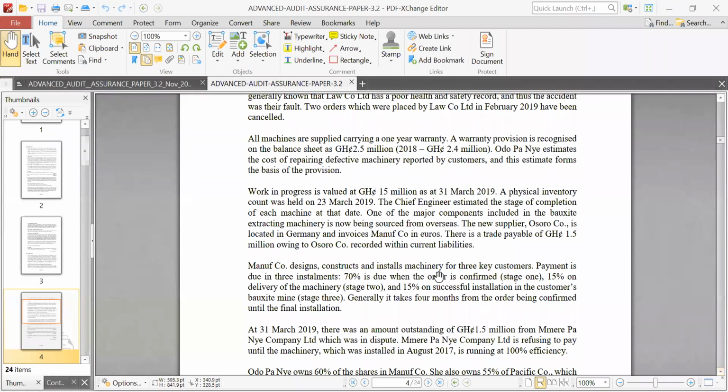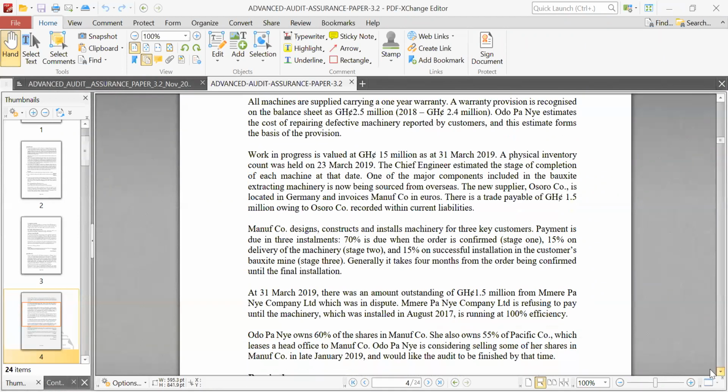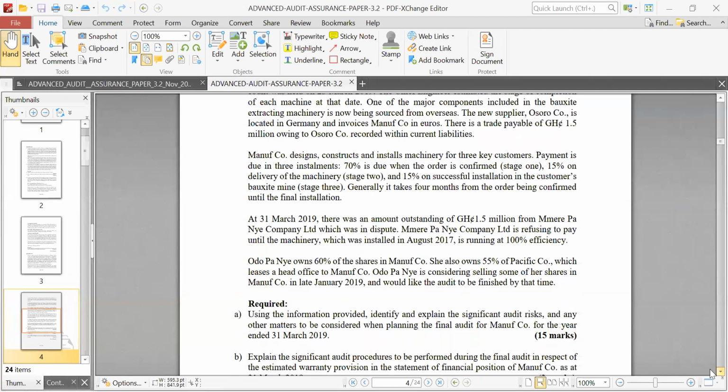Okay. So Manuf Company designs and so on, and payment is due in 3 installments. Okay, let's move on with that. Let's read the last 2 paragraphs and we'll go to the questions.